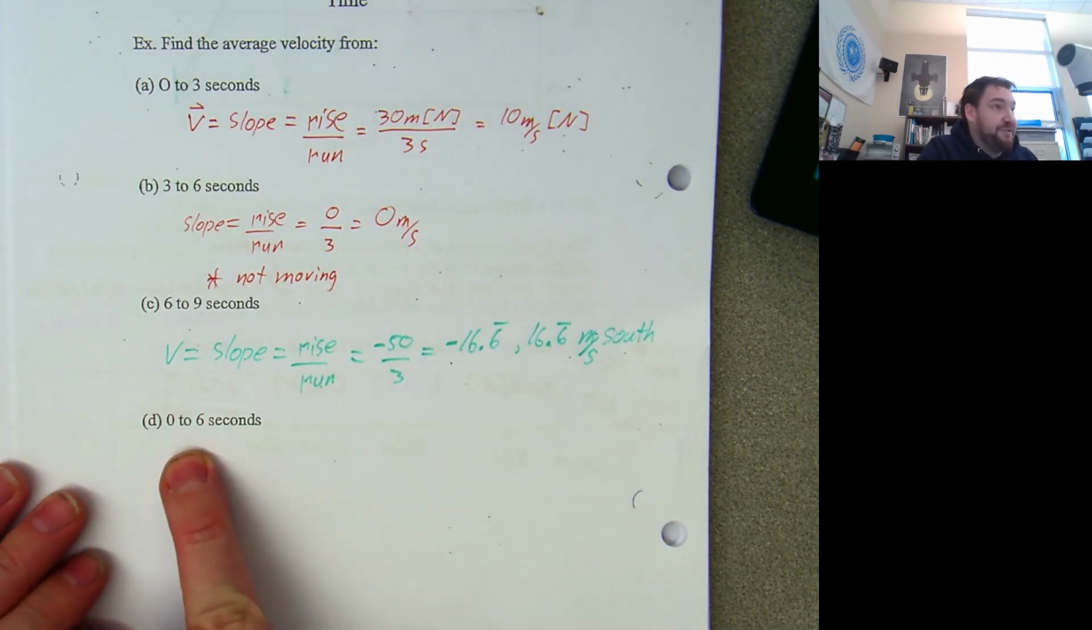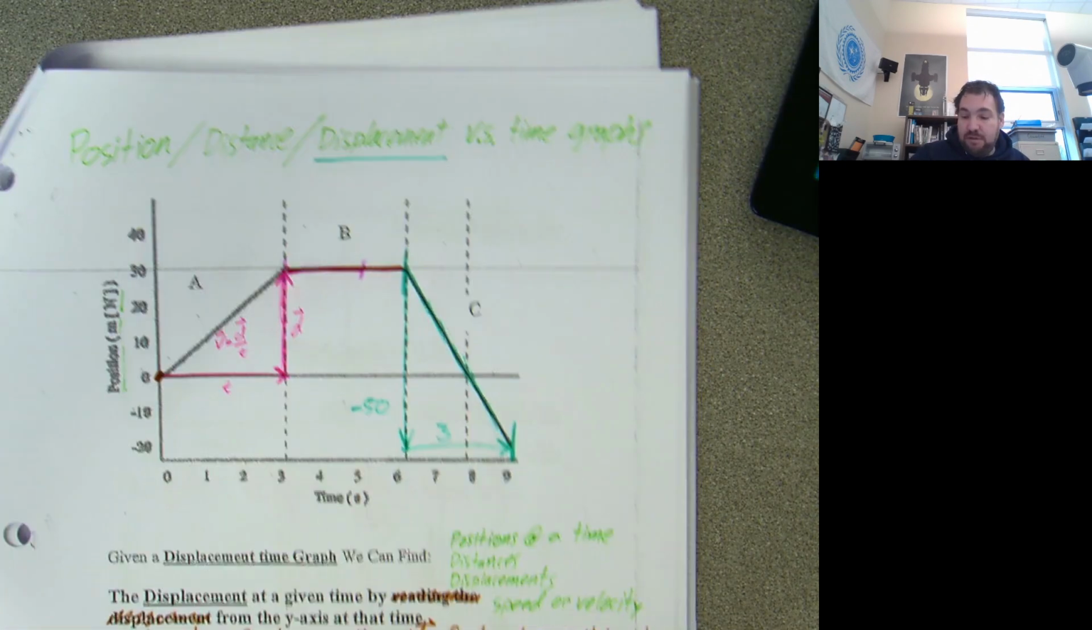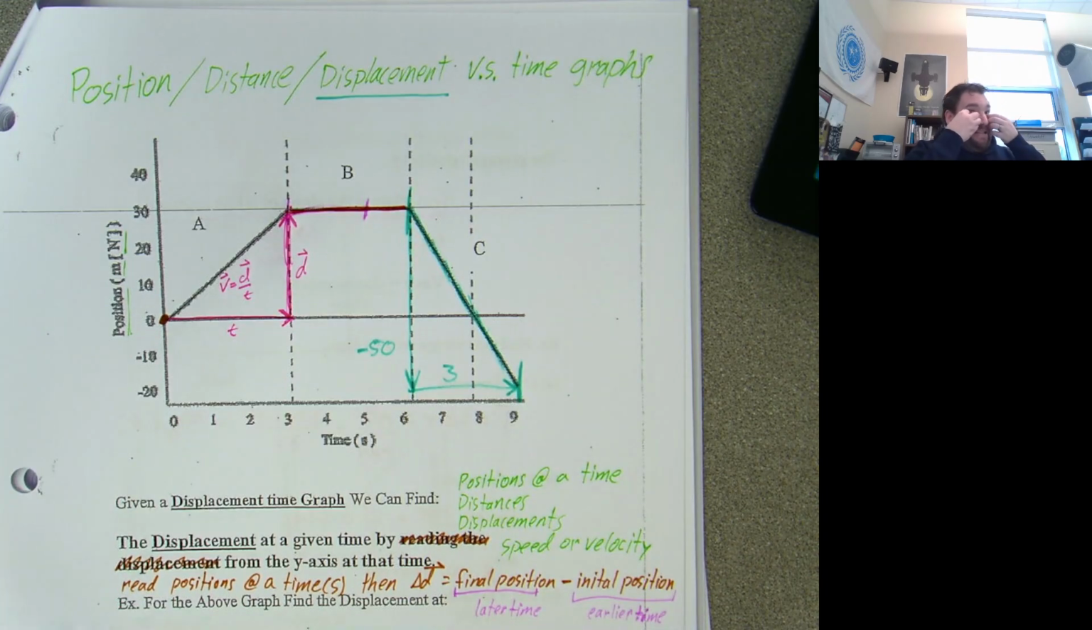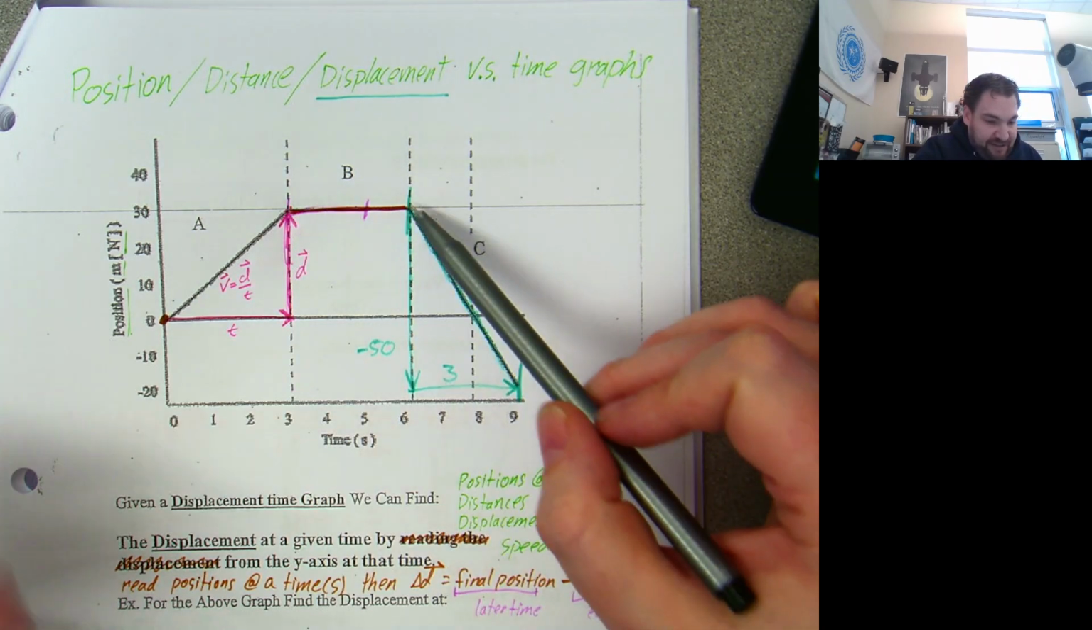For the last one, from 0 seconds to 6 seconds, I'm going to flip back so you don't have to. There is no line segment on this graph from 0 seconds to 6 seconds. The segments go from 0 to 3, and then 3 to 6, and then 6 to 9.